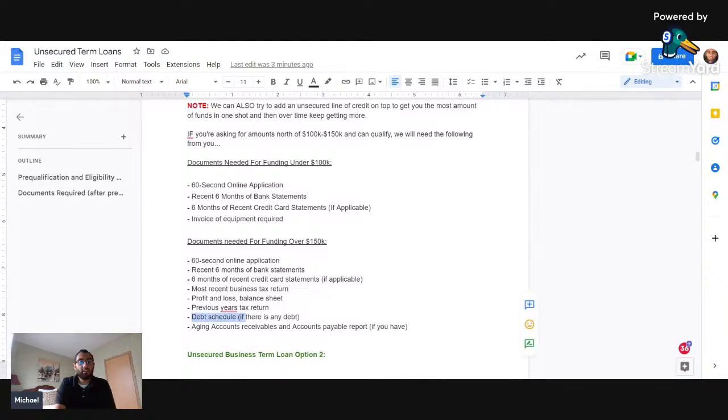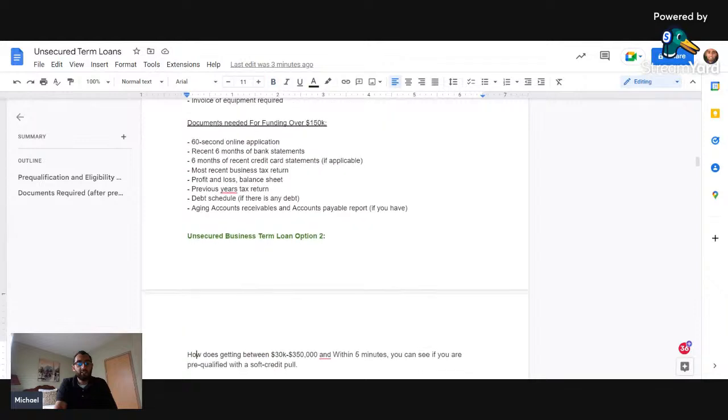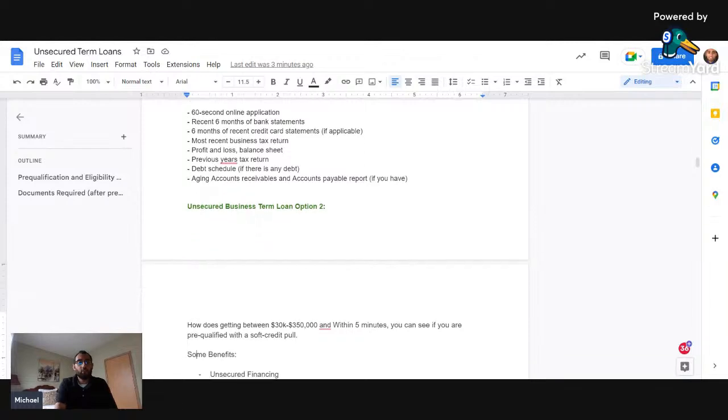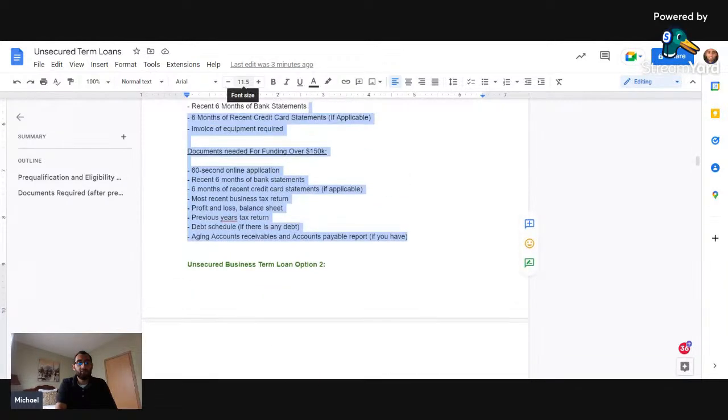Debt schedule. And in this circumstance, I have individuals who maybe haven't filed an extension or are in the process of filing their business tax return for 2021. We could look at a 2020 tax return and we will just need to know there's a note or an extension being filed and this is being worked out. But the most recent one, according to the year, makes the most sense. Also a debt schedule, if there is any debt, aging accounts receivable, and accounts payable report if you have one. So that's what you're looking at more or less with this type of service.